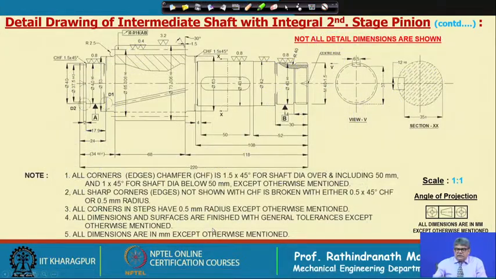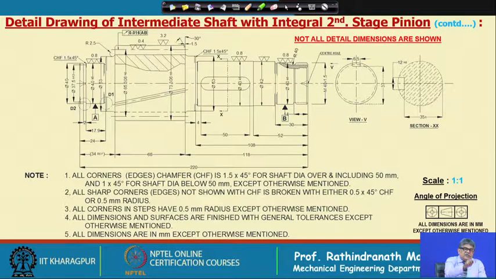Now, if you look into this drawing, there are notes. The first note is that all corners and edges which are chamfered, meaning the corners are cut, are 1.5 into 45 degree for shaft dia over and including 50 millimeter, and 1 into 45 degree for shaft dia below 50 millimeter. So, if it is not mentioned, we can give that chamfer. Usually each manufacturer has their own data for that, and one code is there.